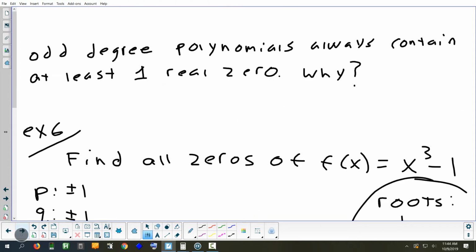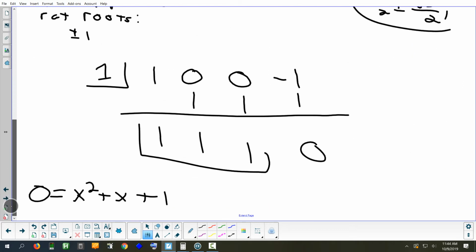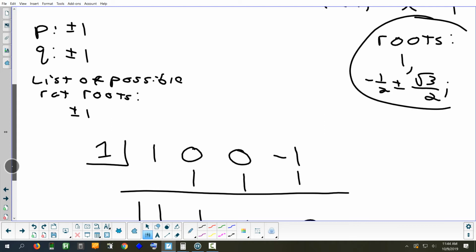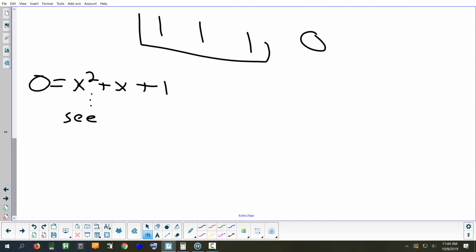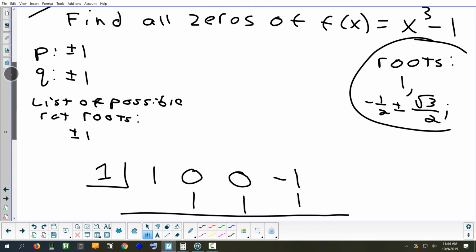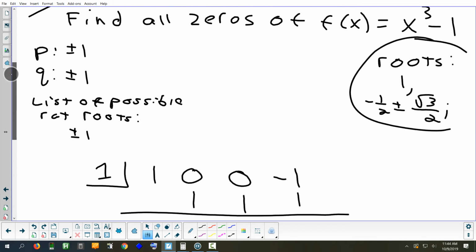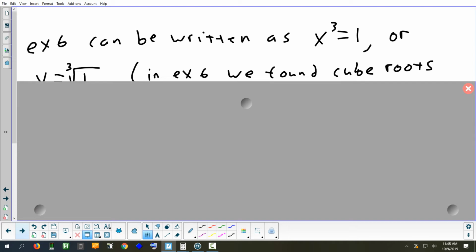So if you go back to example 6, this problem, 0 equals x cubed minus 1. That's what we just solved. Well, that's basically like saying solve this: 1 equals x cubed. If you thought about it that way, how would you undo cubing? Take the cube root. So this is the same problem, right? What we really did in this problem is we found all the numbers that are the cube root of 1. That's what you just found for x.